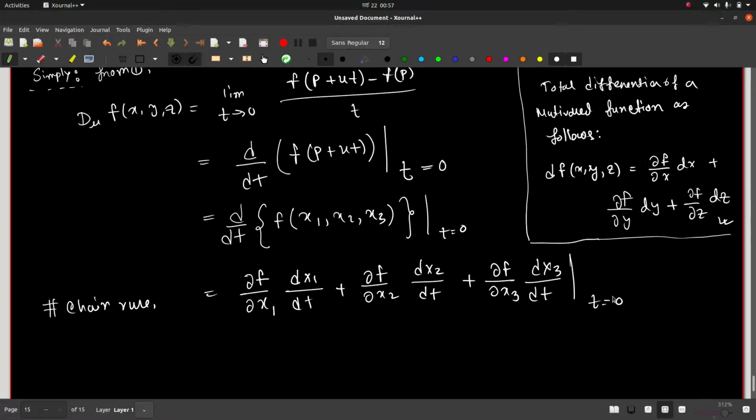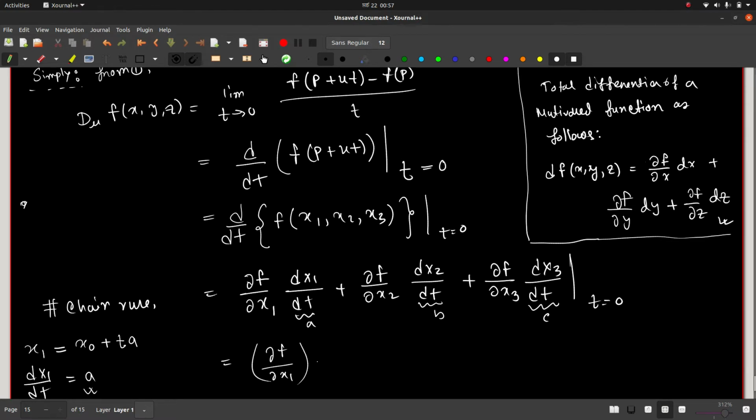Now, what was x1? x1 was equal to x0 plus t a, right? And dx1 of dt is nothing but a itself. Similarly, you can show that this is a, what we just showed, and similarly we can show that this is b and this is c. So we finally have df of x1 multiplied with a, then b multiplied with df of x2, and c with df of x3.